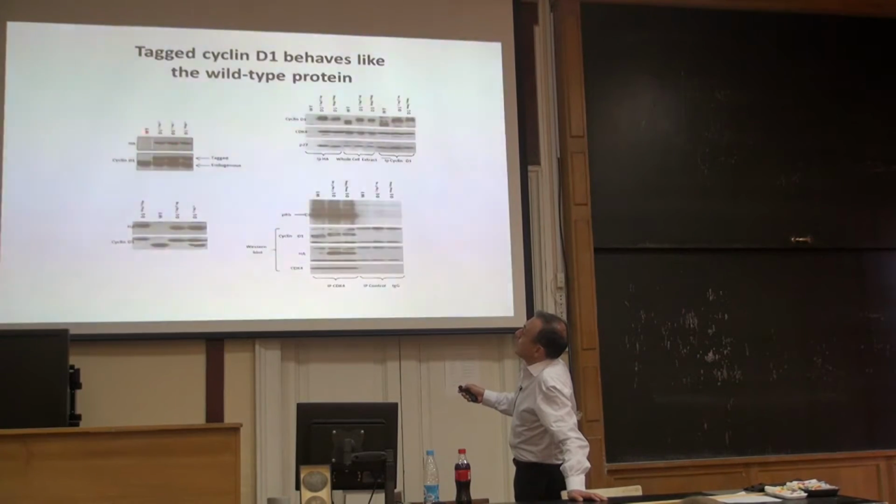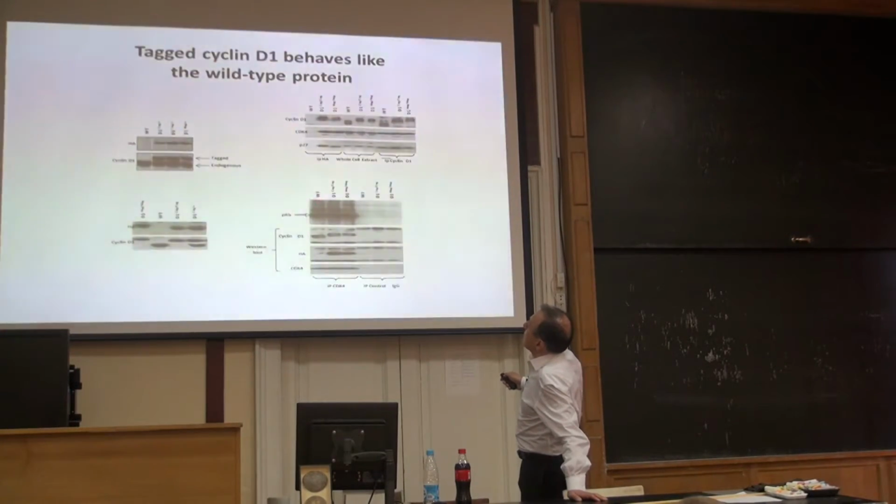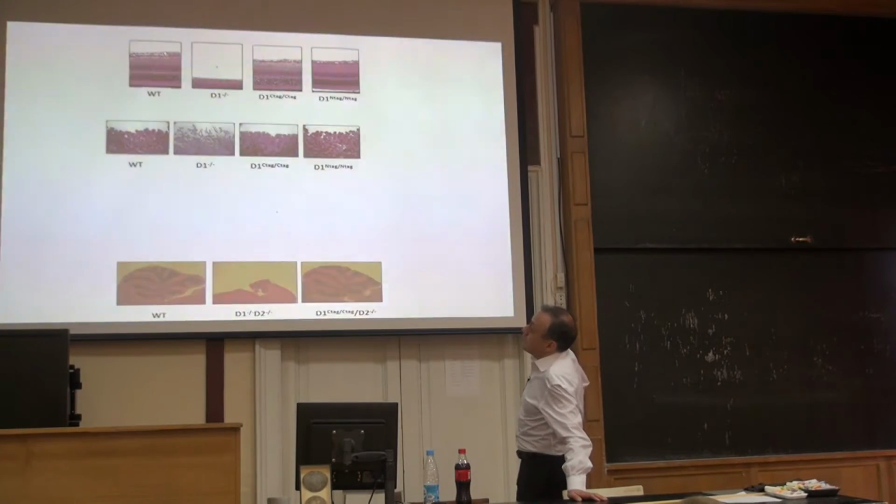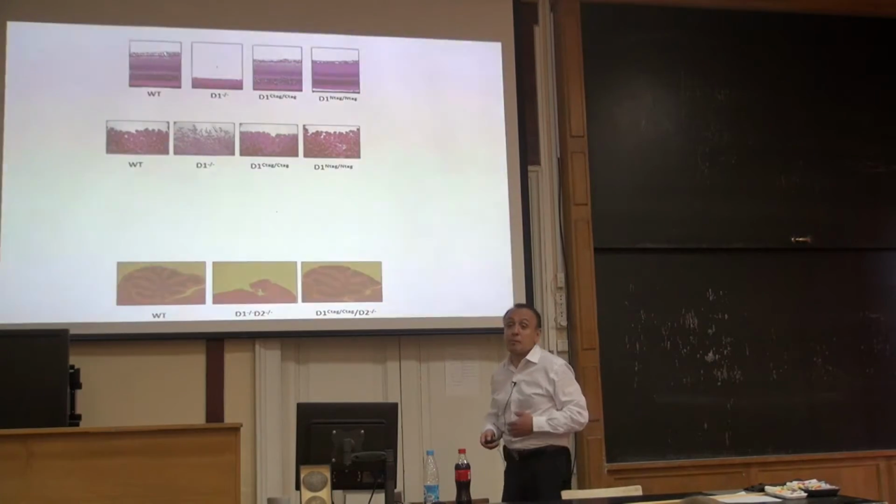If you probe with the antibody against the tag, you only detect it in tagged mice, but not in untagged mice. And if you immunoprecipitate cyclin D1, you get kinase activity from wild type, from cyclin D1 C tag and N tag. So they are pretty much wild type biochemically.